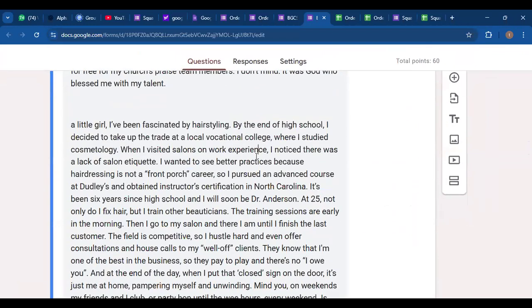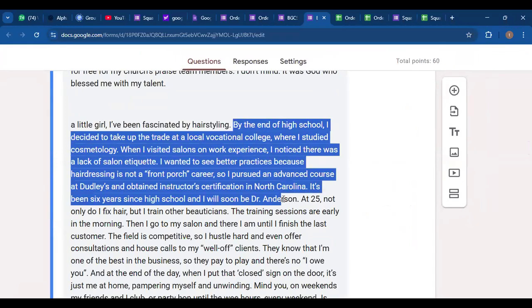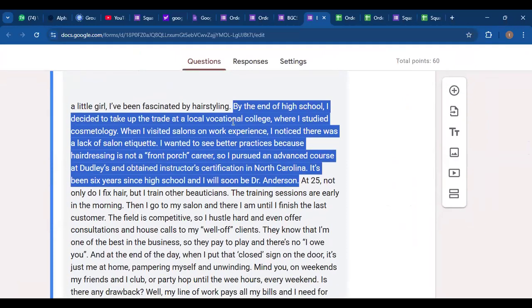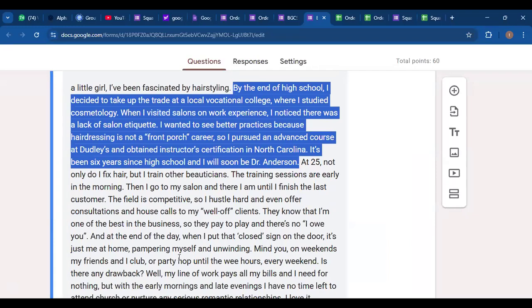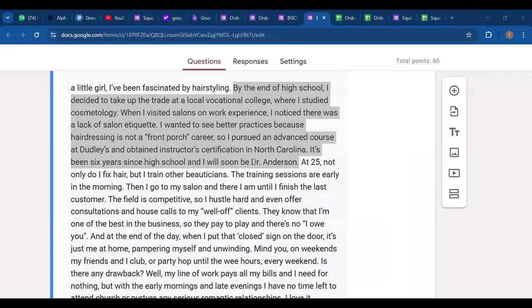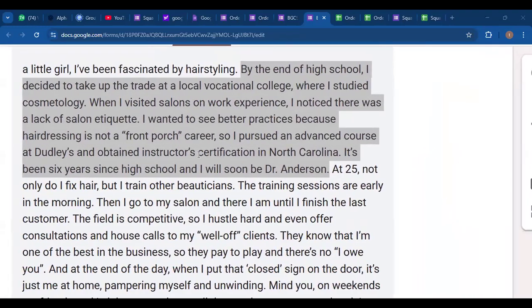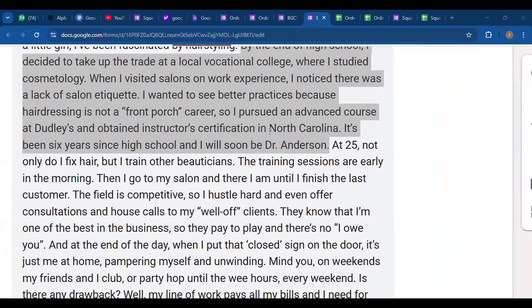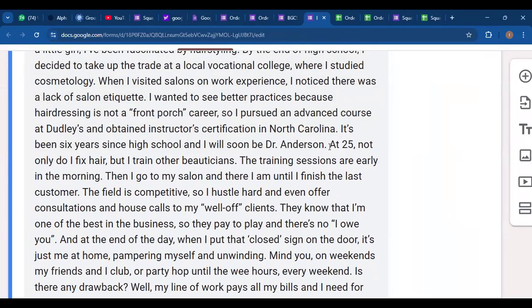By the end of high school, I decided to take up a trade at a local vocational college where I studied cosmetology. When I visited salons on work experience, I noticed there was a lack of salon etiquette. I wanted to see better practices because hairdressing is not a front porch career. So I pursued an advanced course at Dudley's and obtained an instructor's certificate in North Carolina. It's been 6 years since high school and I will soon be Dr. Anderson. Very good.